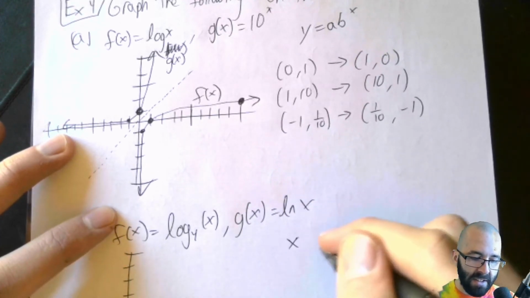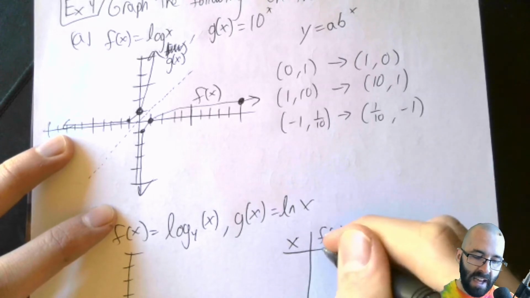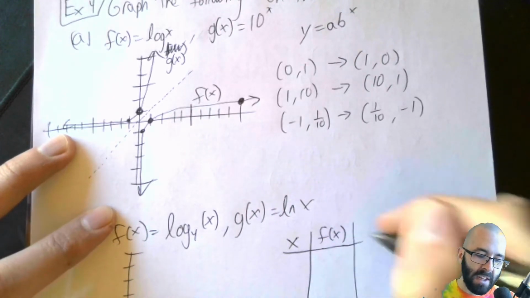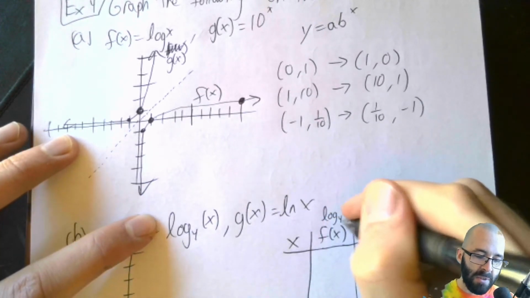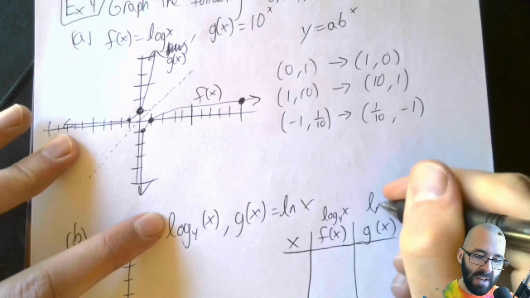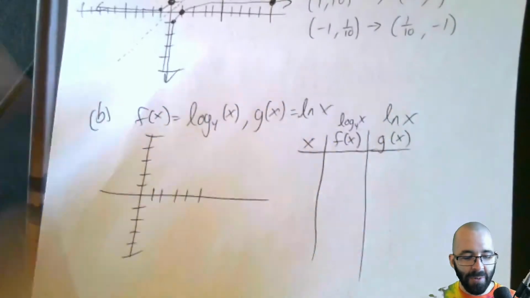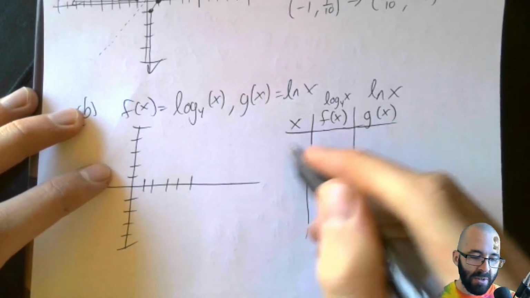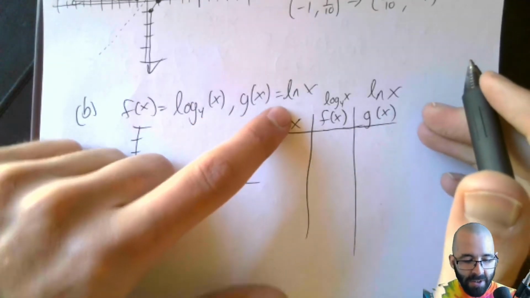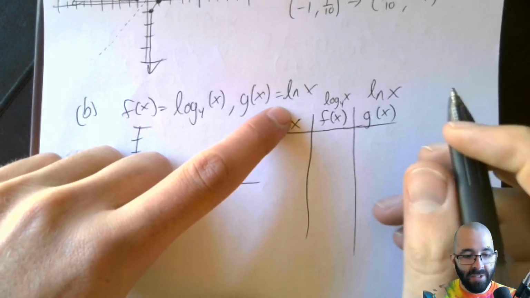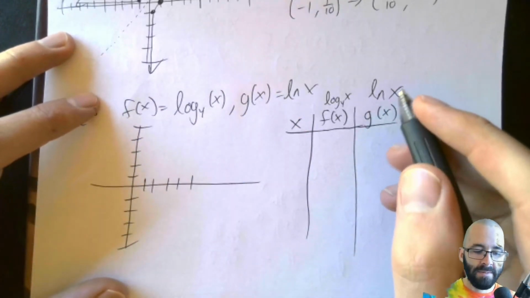All right, so let's make a table. X and f of x. While we're doing it, let's make g of x part of the table as well. F, remember, was log base 4 of x, and g was the natural log of x. We just plug in some values of x. Normally we start with 0, but you don't want to plug in 0. If you try to find the natural log of 0, your calculator will give you a very angry answer. So we're going to do things that make sense here.